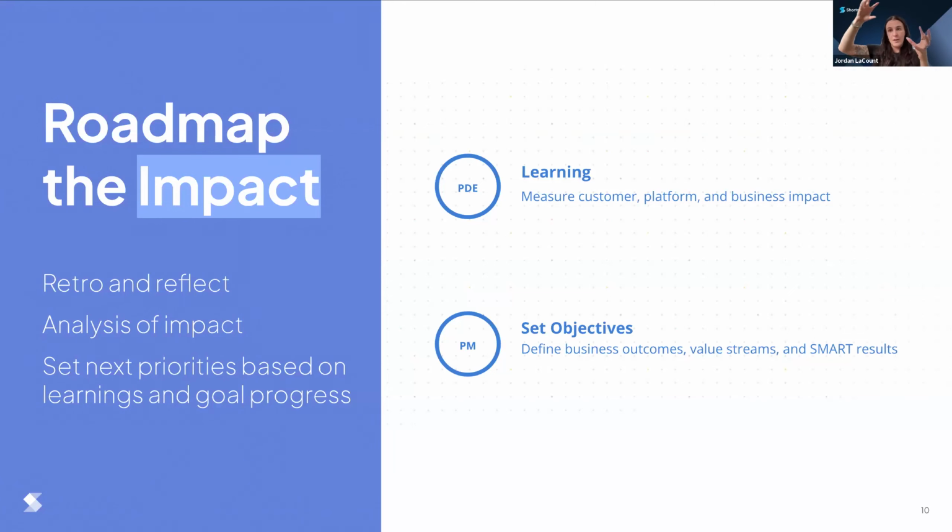So this is where it circles back and it's really related to your objectives and your key results, your business goals. You'll want to retro with your team. You want to reflect on what you learned through delivery and release. And then you want to set next objectives and goals to inform your roadmap. And the cycle continues.